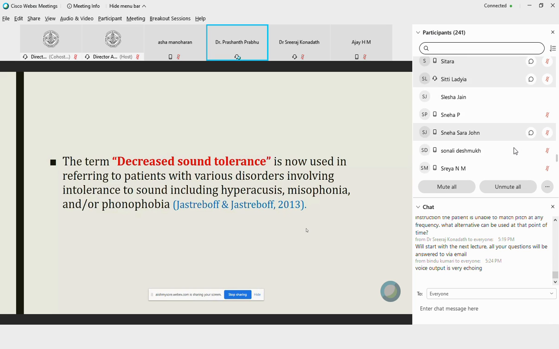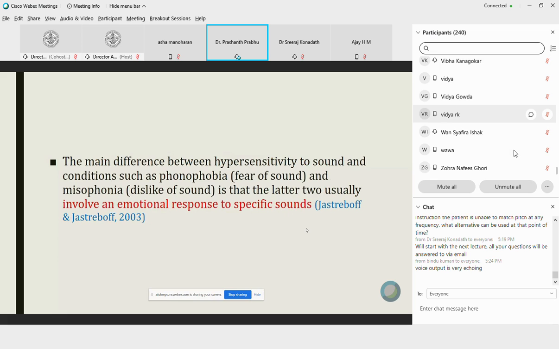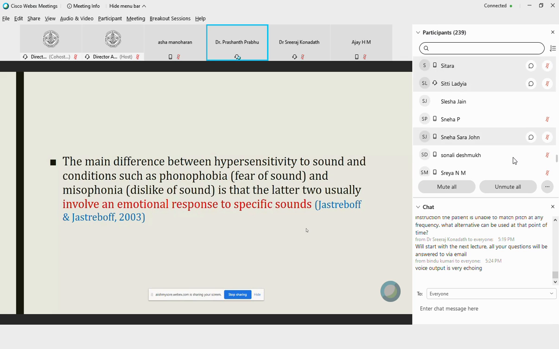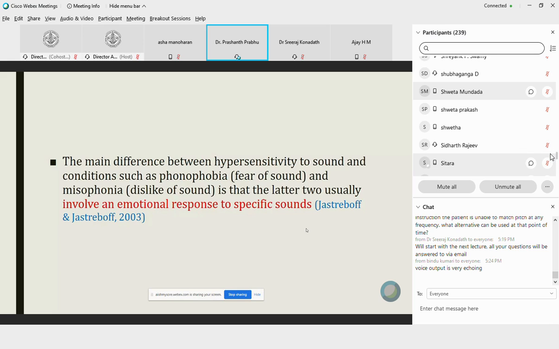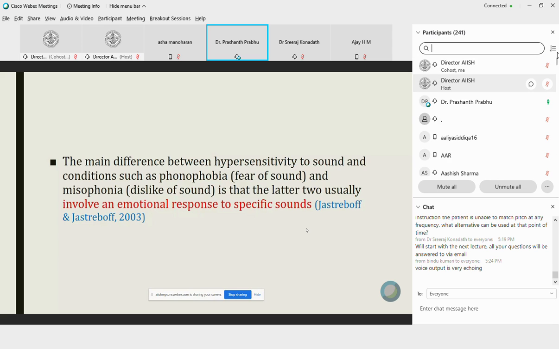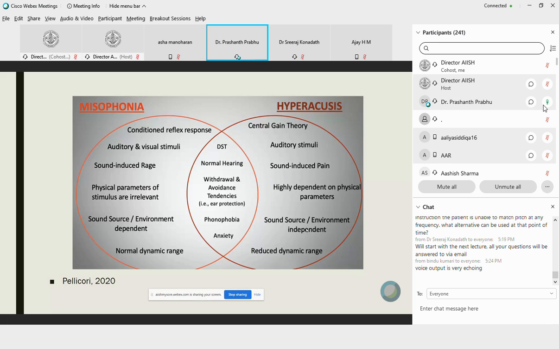So the major difference between hyperacusis, phonophobia, and misophonia is the emotional response to specific sound. When a sound is present, if somebody gives a negative or emotional response to it, that is more seen in phonophobia and misophonia. Hyperacusis is more of a loudness annoyance, basically loudness hyperacusis, where you find it difficult to tolerate loud sound. This is a recent study by Pellicori in 2020, where they tried to separate the factors that can differentiate misophonia and hyperacusis. The common thing is that all of them have decreased sound tolerance, and both of them have normal hearing.